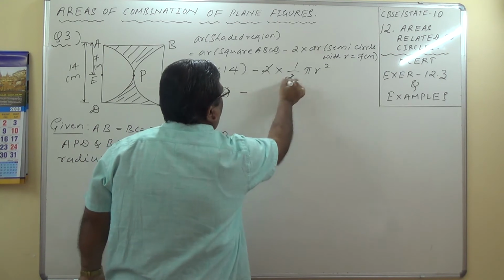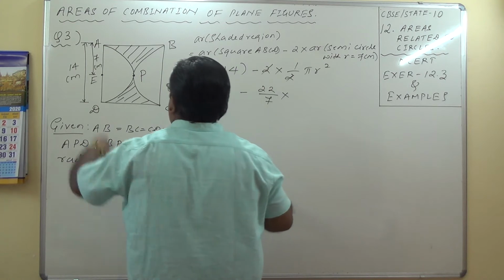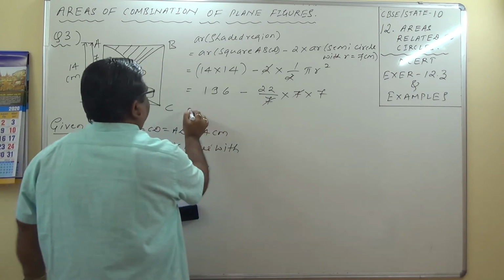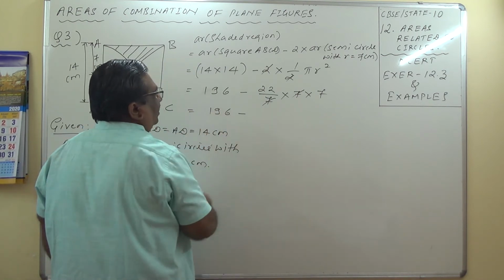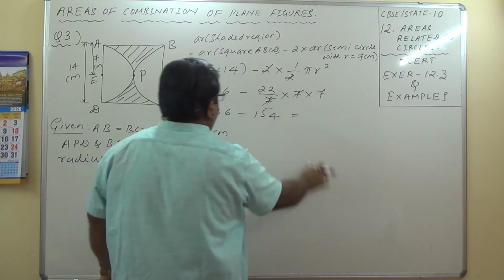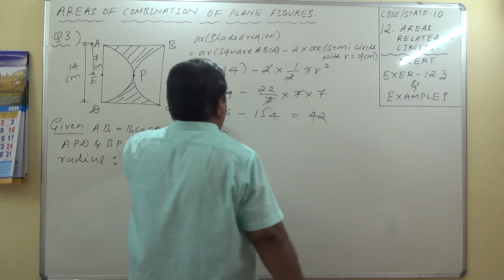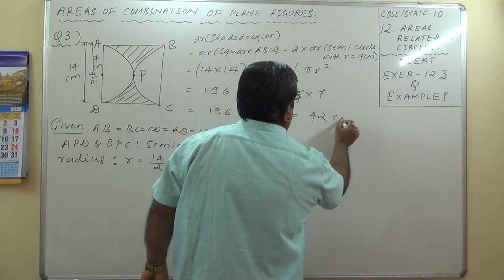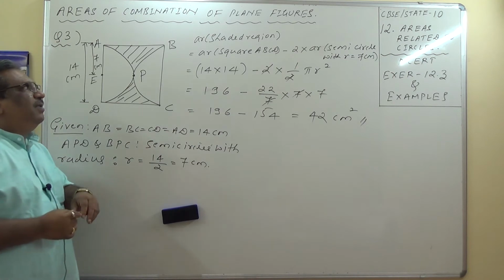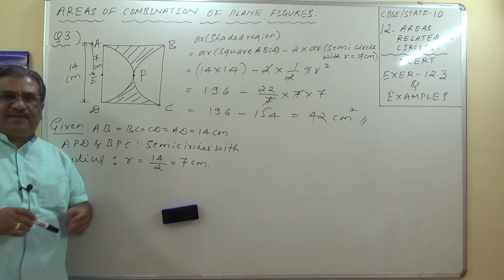196 minus 2 cancels, 22/7 into r. R is 7 into 7. So this is equal to 196 minus 154, which is equal to 42 square centimeter. So finally you need to write the required area of the shaded region is equal to 42 square centimeter. Make a note of this.